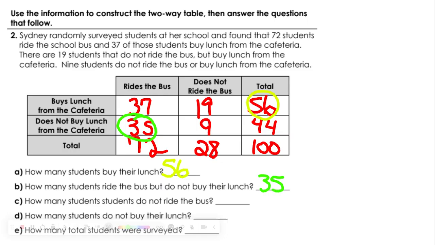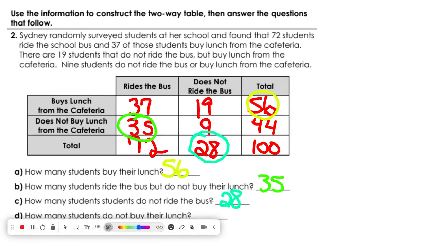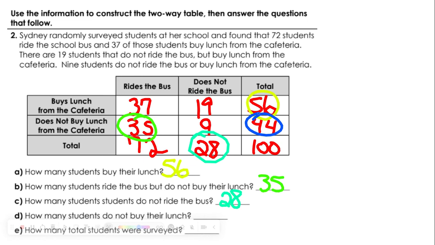How many students do not ride the bus? That's a total. We want the total of people who do not ride the bus. So we're going to go down the do not ride the bus column and we get 28. How many students do not buy lunch? We want a total. So we're going to go across does not buy lunch. That total is 44. And then how many total students were surveyed? That's always this number in the bottom corner, and that is 100.